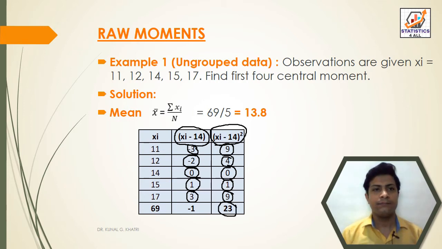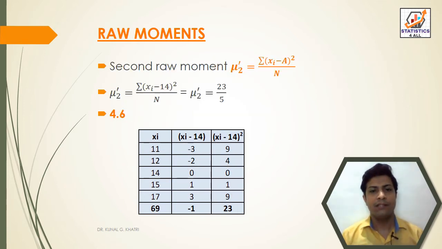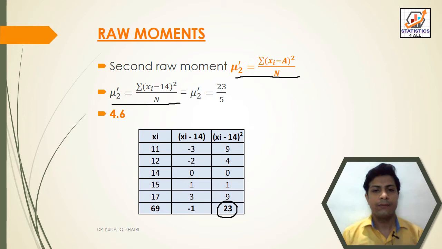Now we'll take the sum of xi minus 14 whole square, we get the value 23. So after finding this value, we'll put it in the formula of the second raw moment, that is mu2 dash is equal to sigma xi minus a whole square divided by n. Here a is equal to 14, therefore mu2 dash is equal to sigma xi minus 14 whole square divided by n, and sigma xi minus 14 whole square is equal to 23. We put in the above formula, then we get 23 divided by 5, that is equal to 4.6.